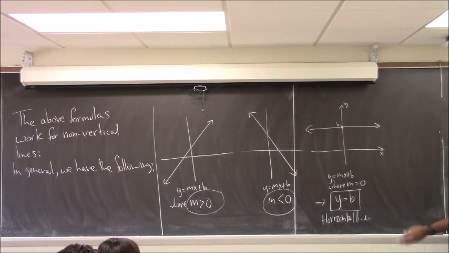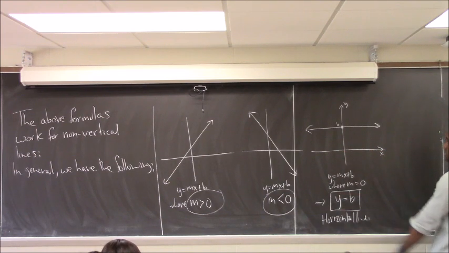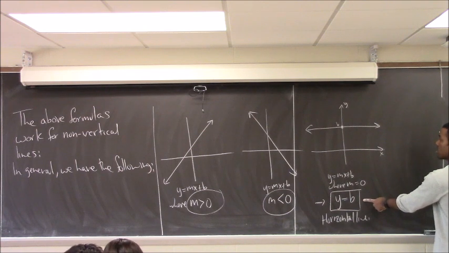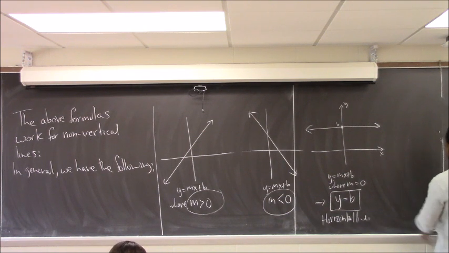So you can have positive slope, it'll move up as you go from left to right. Negative slope moves down as you go from left to right. If it's flat, horizontal, it doesn't rise or fall. We call that a horizontal line. Horizontal lines have equations y equals a constant.